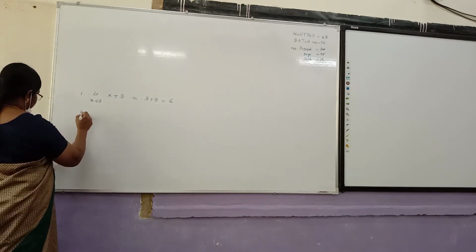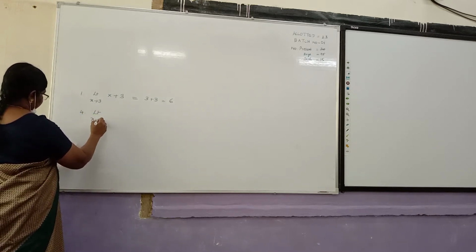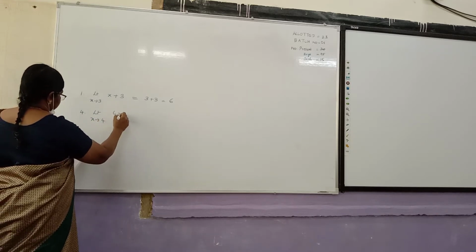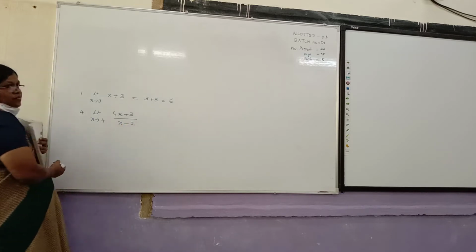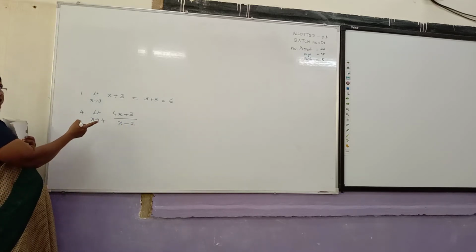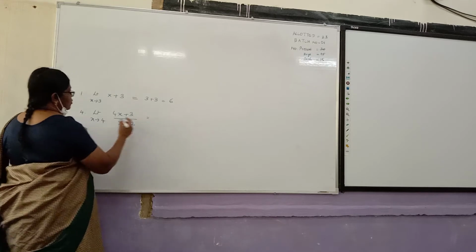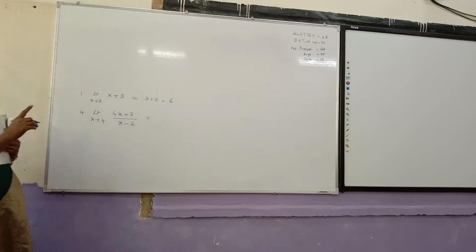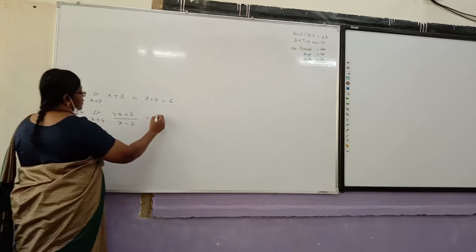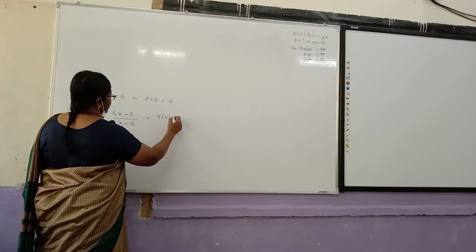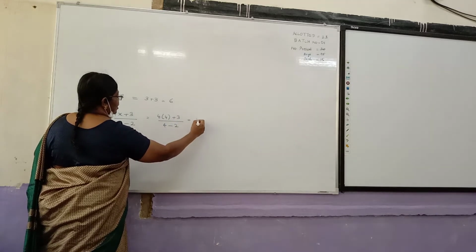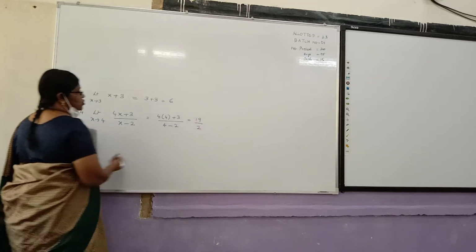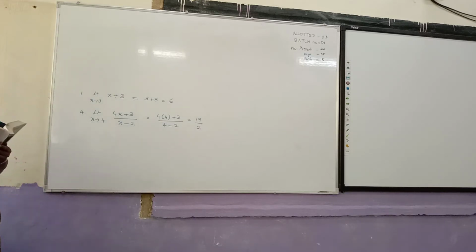Question number 4. Limit x tends to 4, 4x plus 3 by x minus 2. First you substitute and see. When you substitute the value of x, you have to continue writing limit. Once you substitute, I get 4 into 4 plus 3 by 4 minus 2. So how much? 19 by 2.